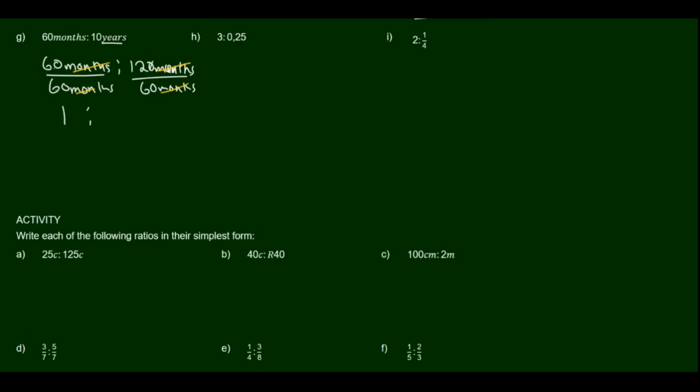You can even do this: you can cancel the zeros first. Remember, when it's ratios, we cannot cancel across. Right, cancel the zeros. Then 12 divided by 6 is 2. So this is like 1 is to 2.